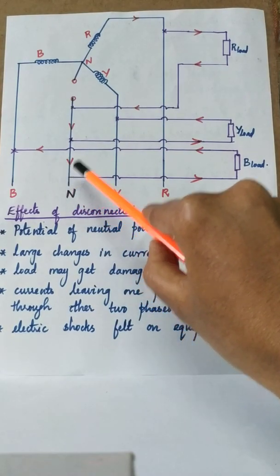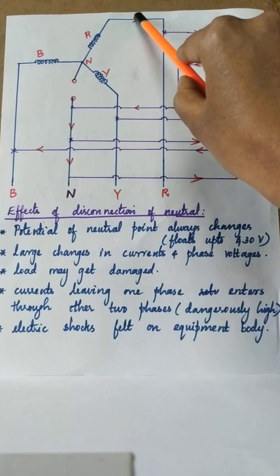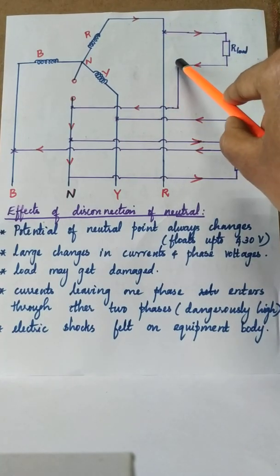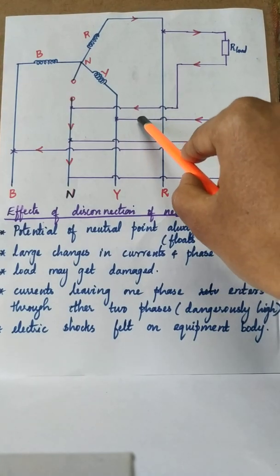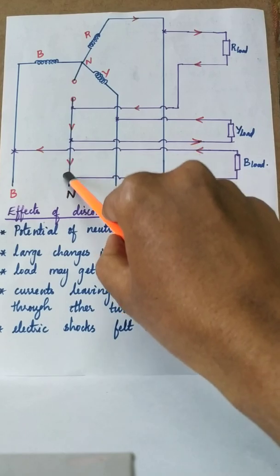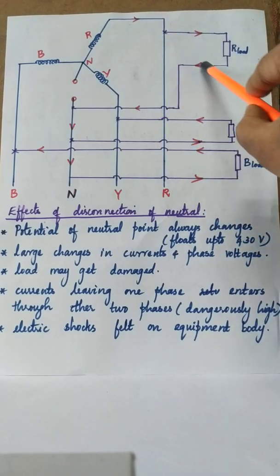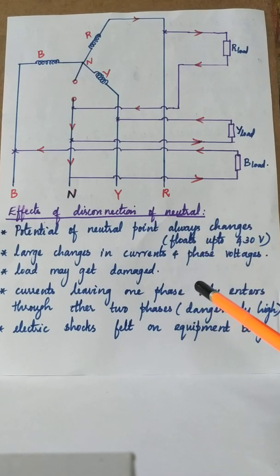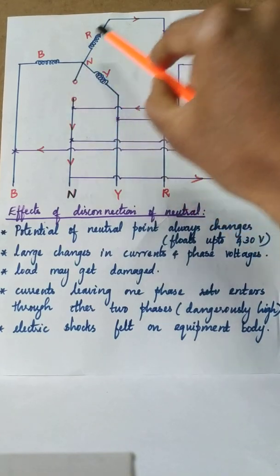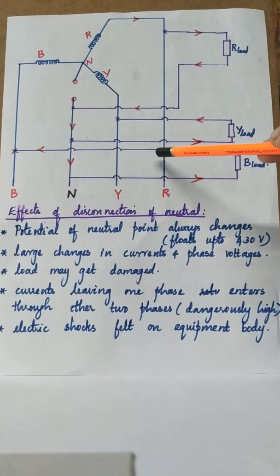Now see here, the current which leaves the R phase enters the R load, takes the path like this, then enters the Y load and comes over here. Similarly, part of this current may come down to the B line also. The current which leaves R enters back through the B phase and Y phase respectively. So instead of getting diverted to the neutral, the unbalanced currents go to the other two phases, causing extra load in the remaining two phases.